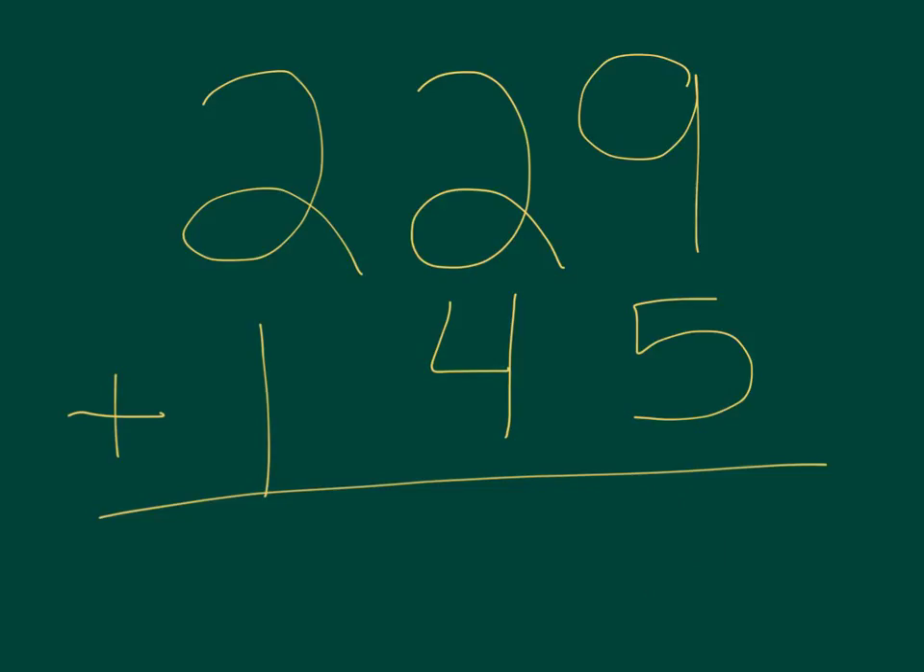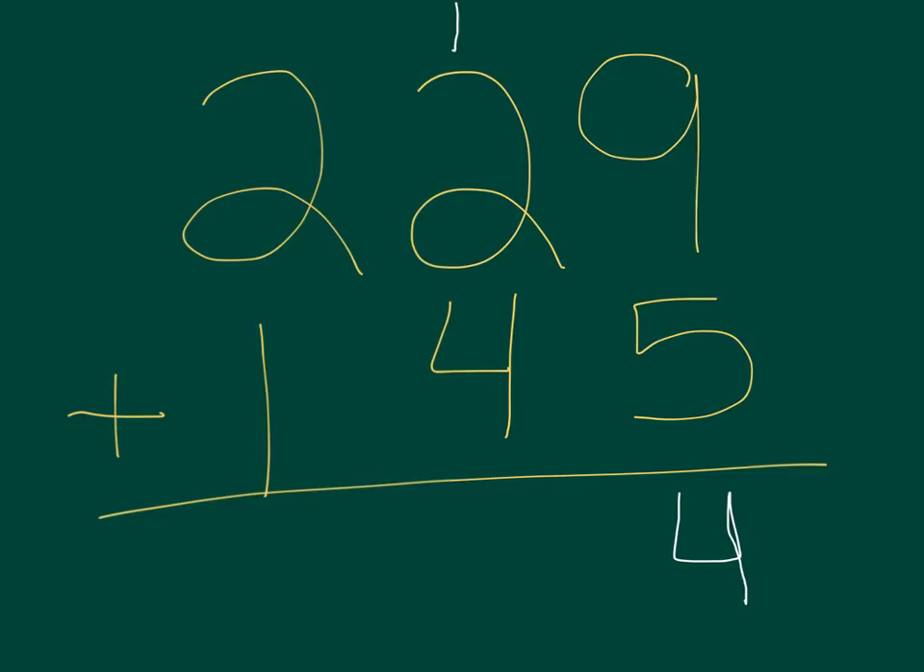What we have to do with that 14 is we have to think, okay, I'm going to take some of those 14, I'm going to take away a tens rod. What do I have left? Well, I have 4 ones left if I take away a tens rod. And I carry over that tens rod.